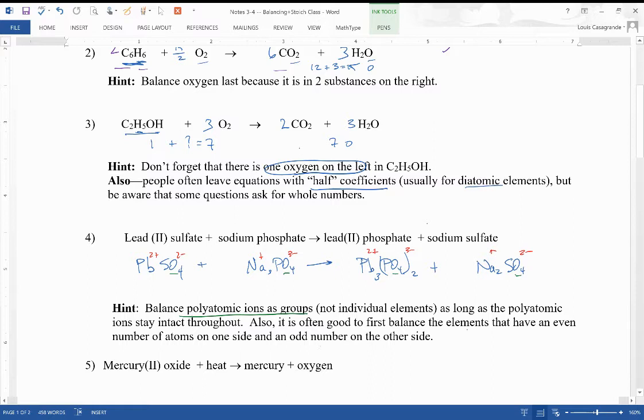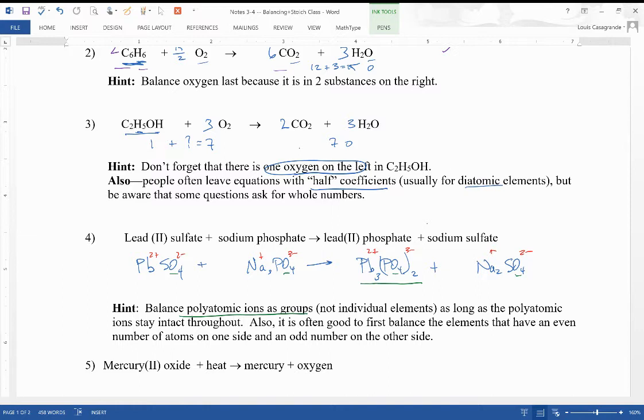Also, it's good to balance out the elements that have an even number on one side and an odd number on the other. And again, I want to start with the lead 2 phosphate, because it has the most complicated coefficients. Now, it does say an even number, an odd number. You can try to balance out the sodiums. That might work. But I think the easiest thing to do is to start with the lead.